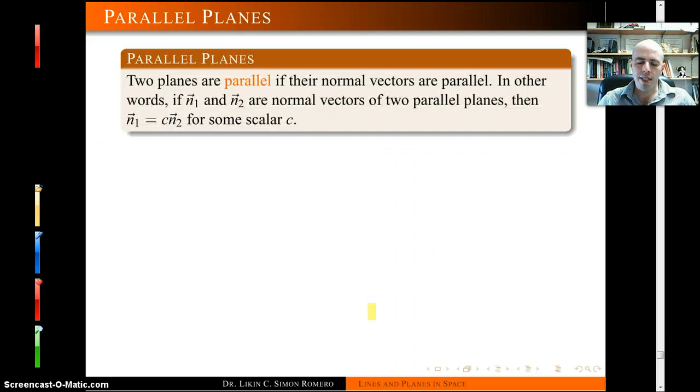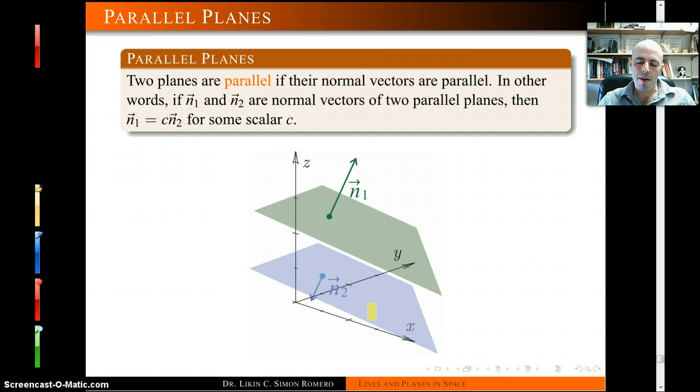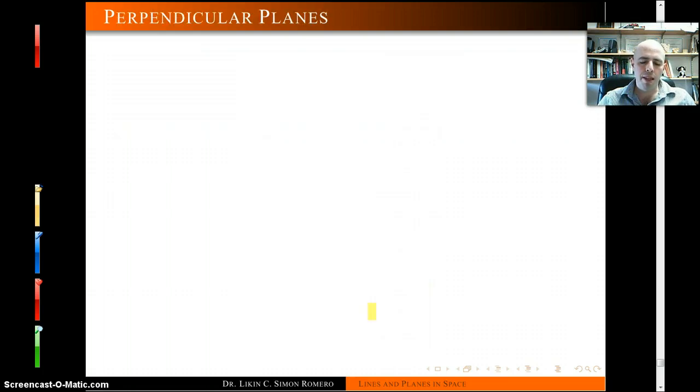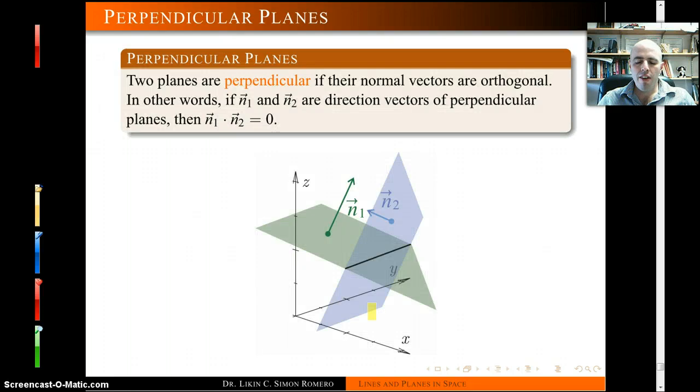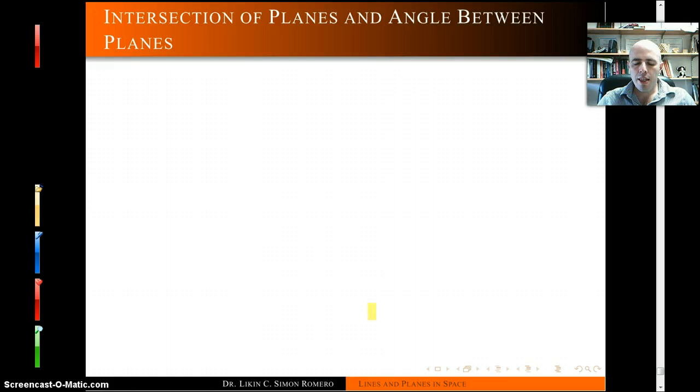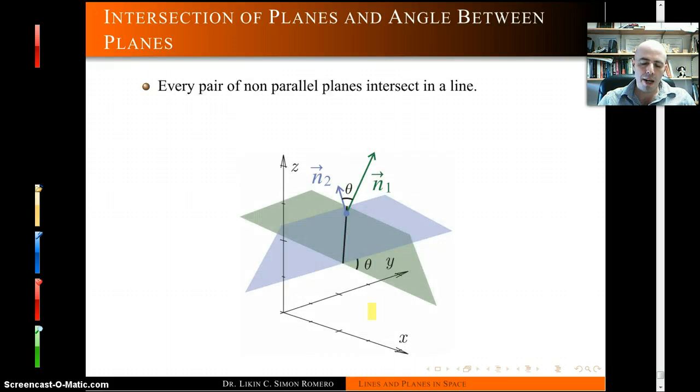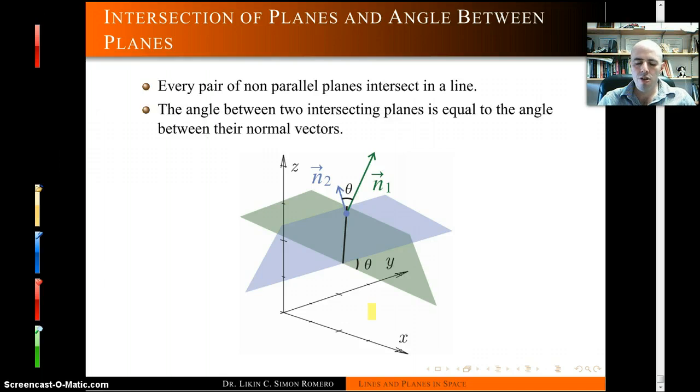Parallel planes: two planes are going to be parallel if the normal vectors are parallel, just like in the picture. Two planes are going to be perpendicular if the normal vectors are perpendicular. And for the intersection of planes, every pair of non-parallel planes intersect in a line, and the angle of intersection is just going to be given by the angle between their normal vectors.